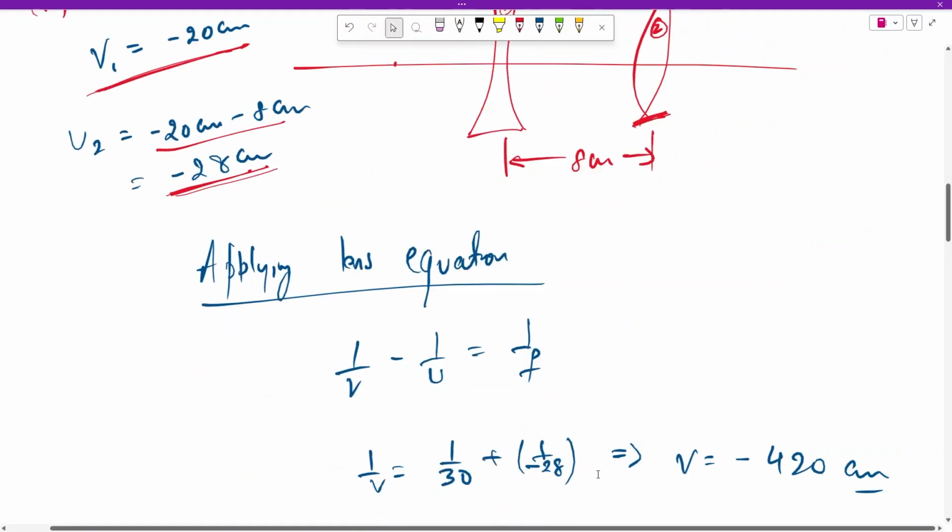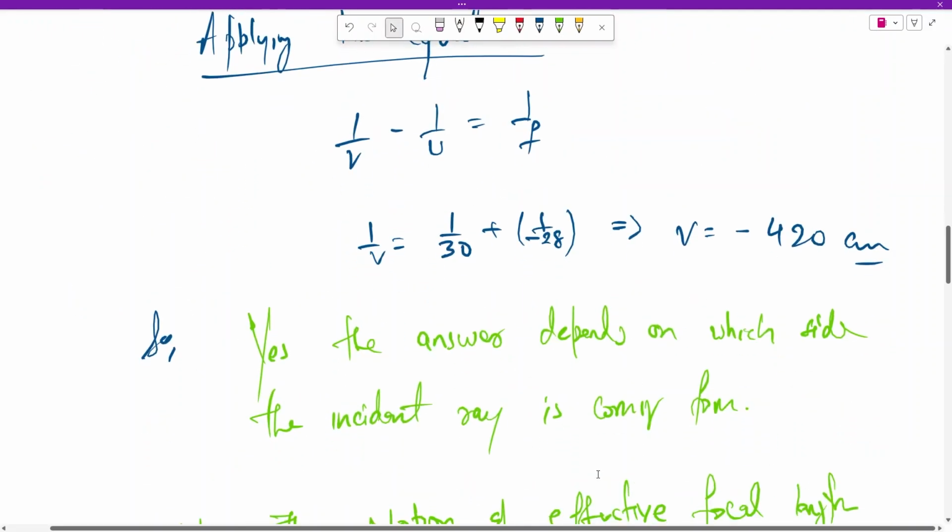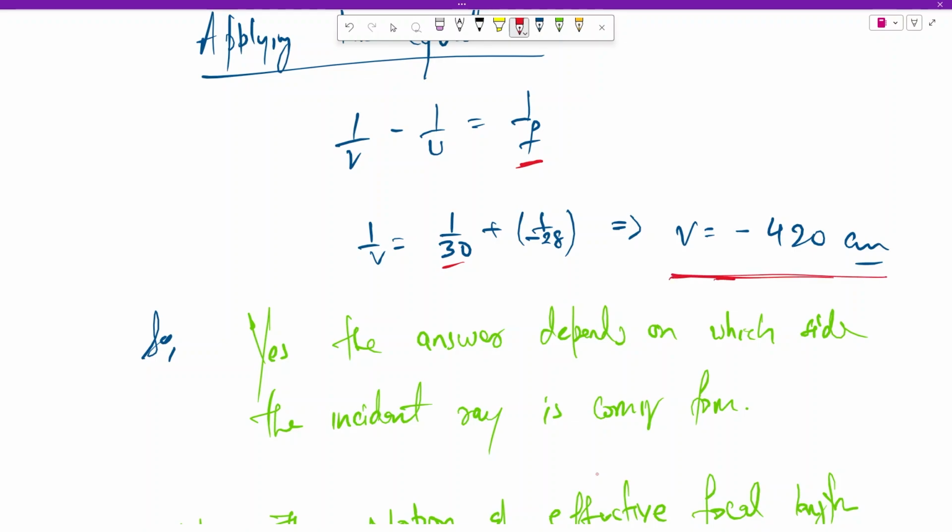So again applying the lens formula, we get 1 by v equals 1 by f plus 1 by u, and we saw that 1 by u is 1 by minus 28 centimeter, and since the focal length is positive for the convex lens, it will be 1 by 30. Calculating this, we get a value of v as minus 420 centimeter.